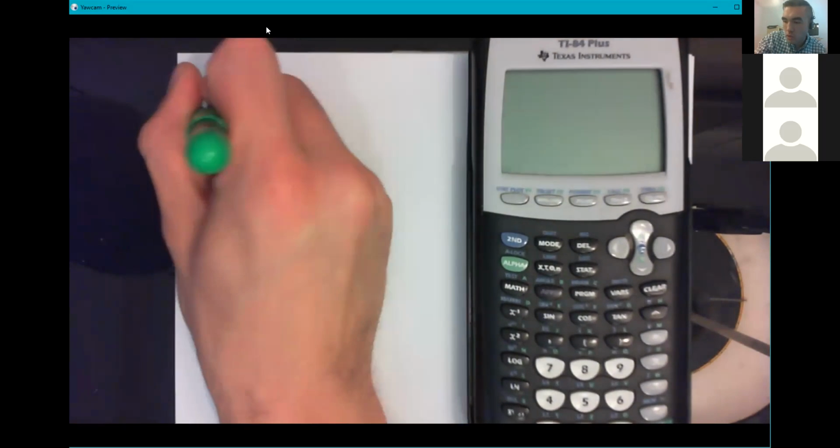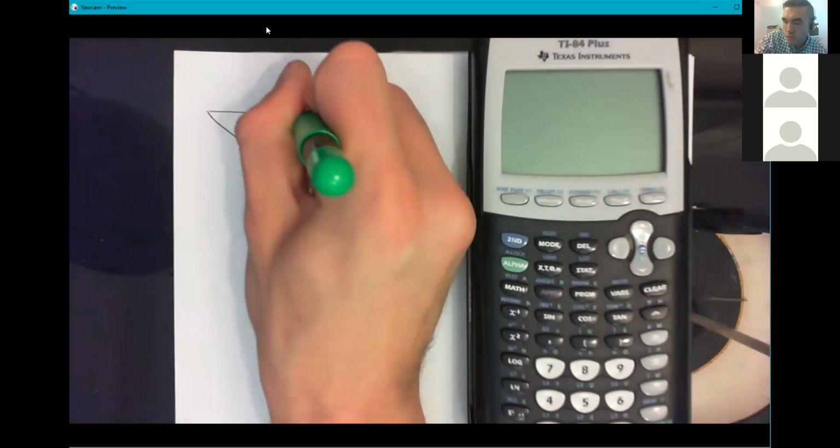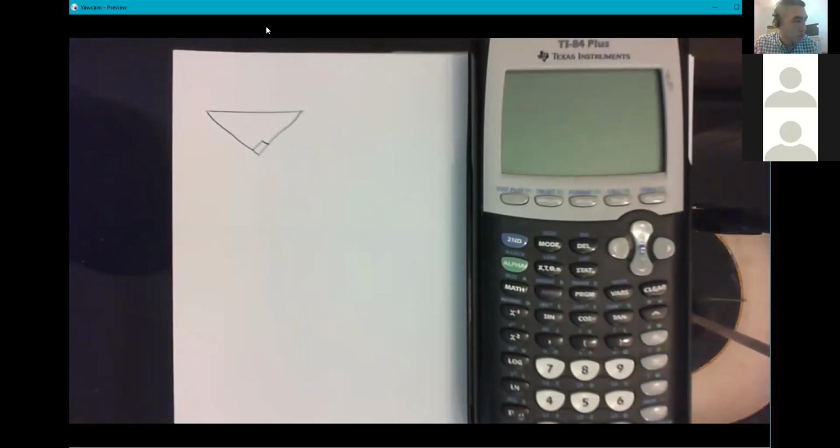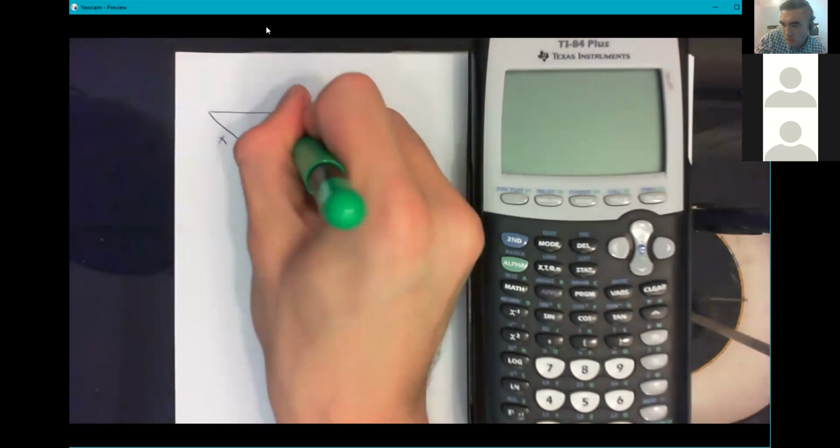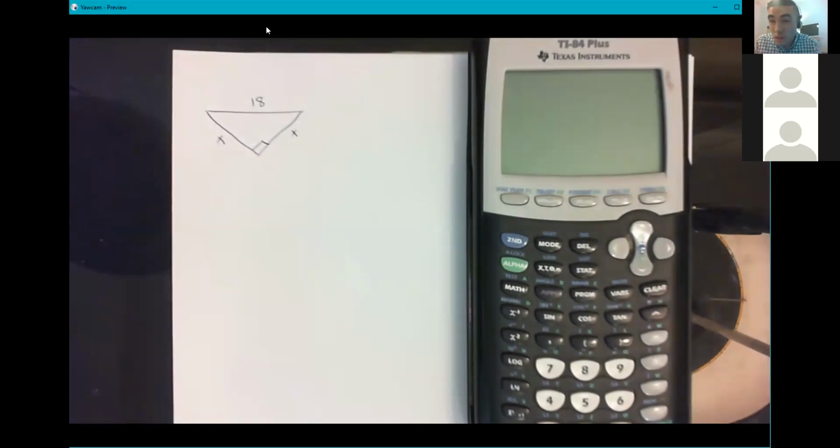So what we're doing when we figure that out, and I'll just draw it real quick for everybody's reference who might be watching this on YouTube after the fact without the worksheet right in front of them, is that I have a 45, 45, 90, this is x, this is x, this is 18. Now we could say that x squared plus x squared is equal to 18 squared. That would give us the same answer.